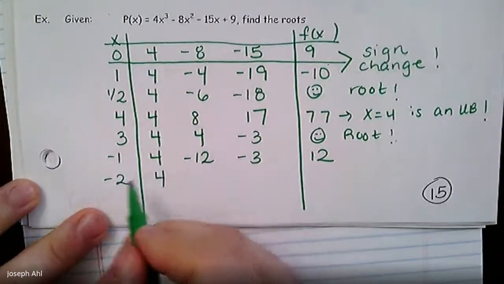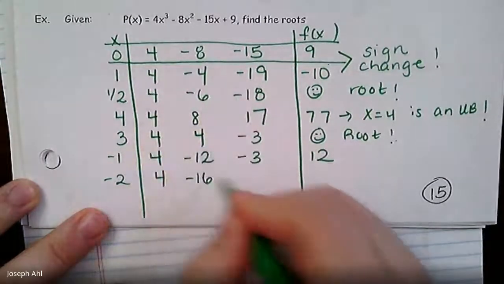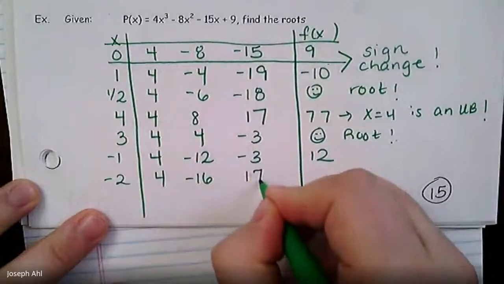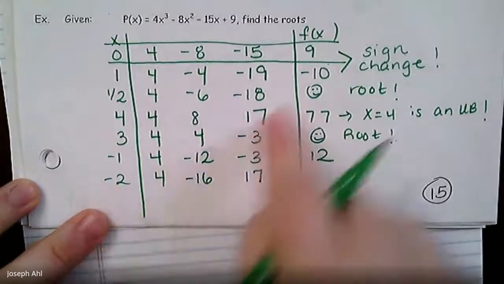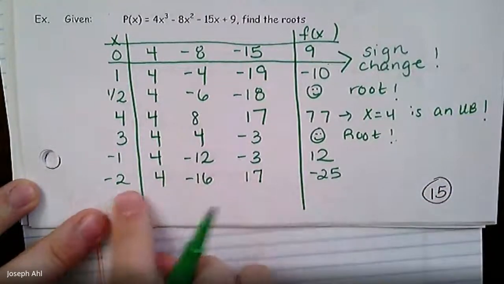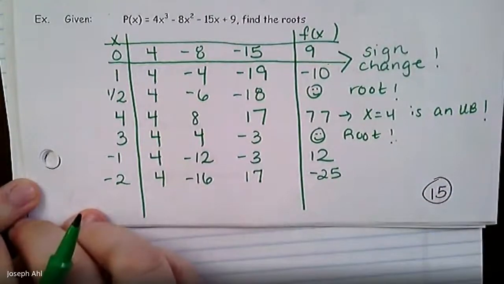Let's test -2. Bring down the 4. 4 times -2 is -8 plus -8 is -16. -16 times -2 is 32 plus -15 is 17. 17 times -2 is -34 plus 9 is -25. Okay, well, -2 is definitely not a root.